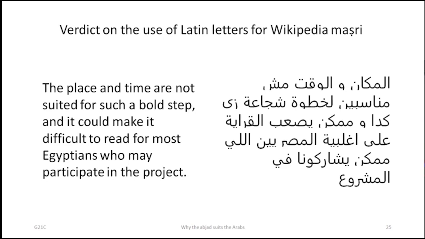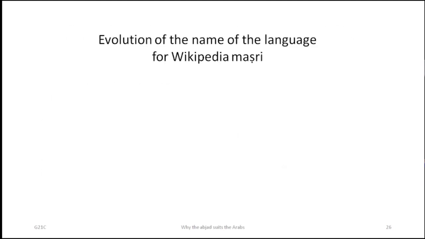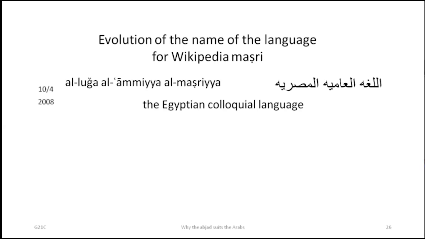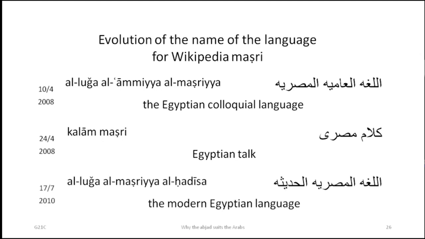This stance is particularly illustrated by the evolution of the terms chosen early on to describe the language of Wikipedia Masri. First, it is al-Lugha al-Armiya al-Masriya, the Egyptian colloquial language. Then it becomes Kalam Masri, Egyptian talk, and the pejorative term colloquial disappears. Finally, it becomes al-Lugha al-Masriya al-Haditha, that is to say, the modern Egyptian language, thus placing it in an idealized continuum with the ancient hieroglyphic Egyptian language. The goal is to minimize its proximity to Arabic, while laying claim to more ancient and prestigious pharaonic roots.